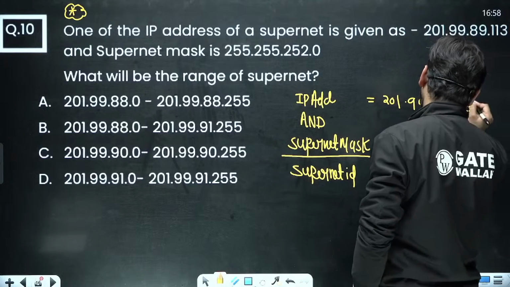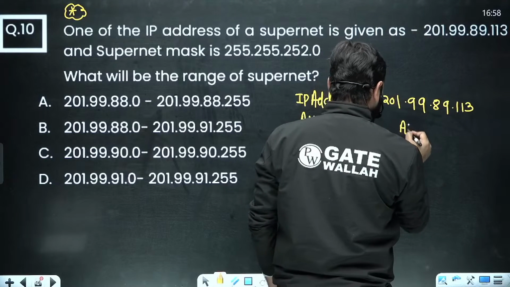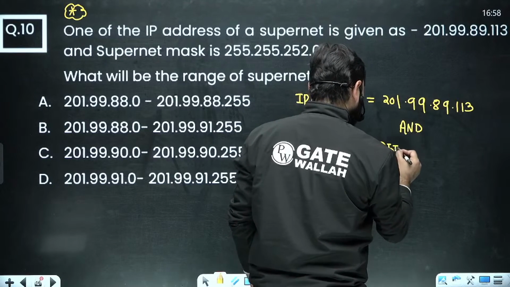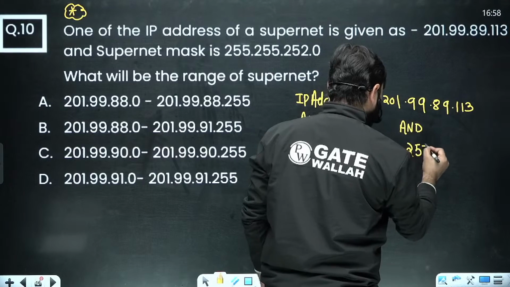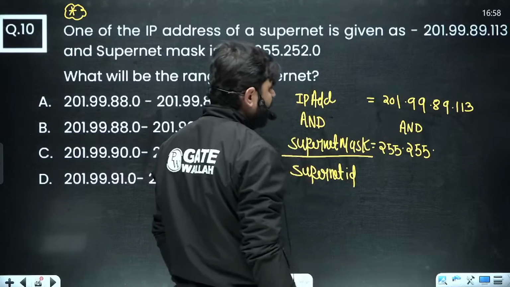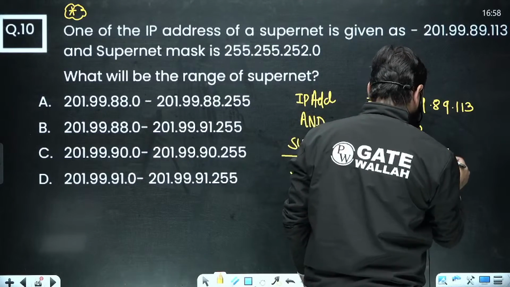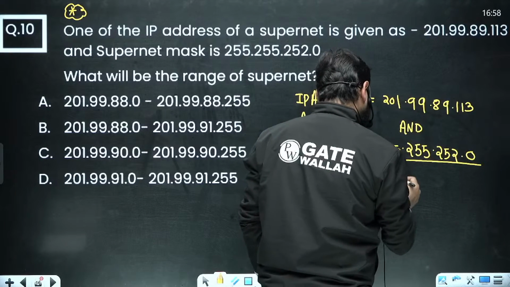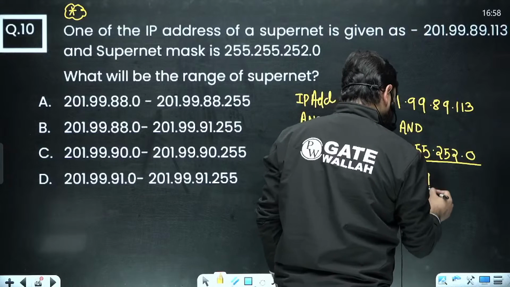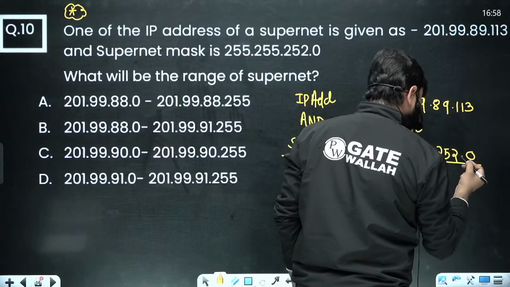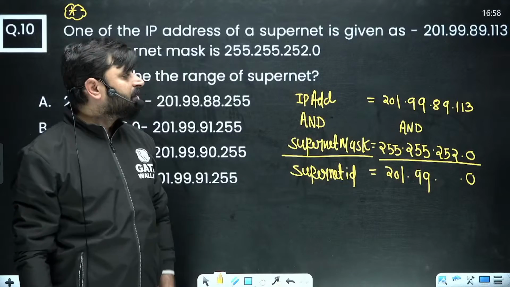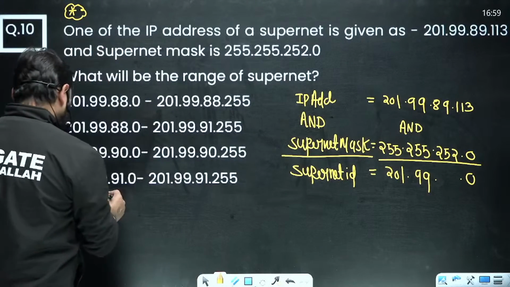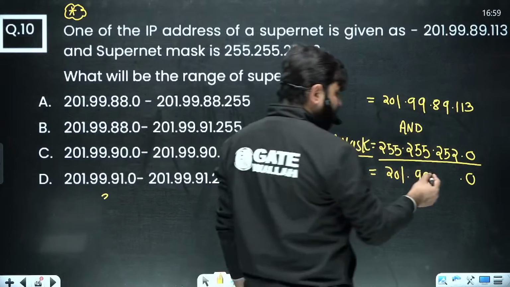201.99.89.113. Now, supernet mask, what is this? 255.255. Supernet mask 252. So this is nothing but 201.99.113.00. Anyone can tell me 89 and 252? It will be 88.